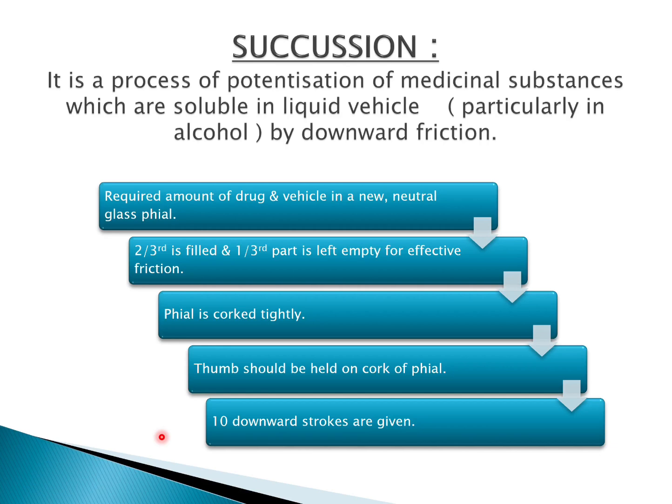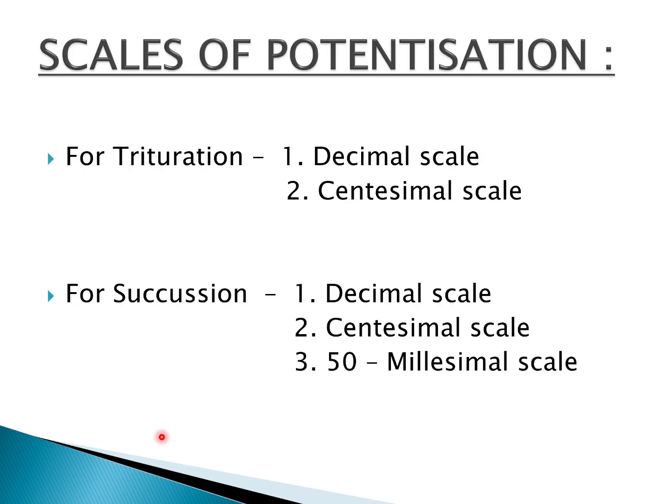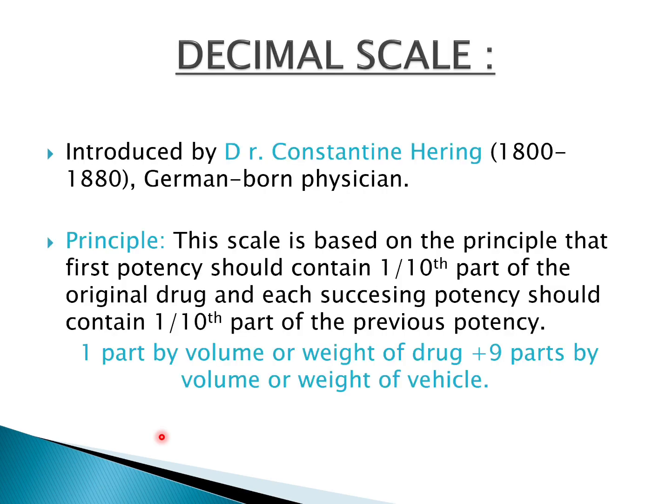Now coming to the topic, scales of potentization. For trituration there are 2 scales used, decimal scale and centesimal scale. For succussion 3 scales are used, decimal scale, centesimal scale and 50 millesimal scale. Here we will discuss decimal scale and centesimal scale. First, decimal scale, introduced by Dr. Constantine Hering. Principle in decimal scale.